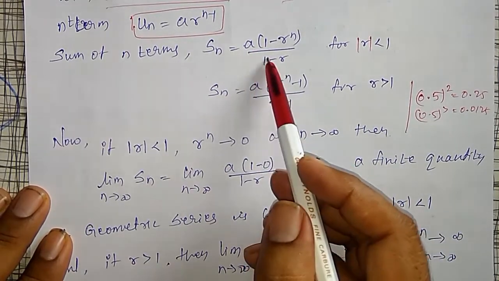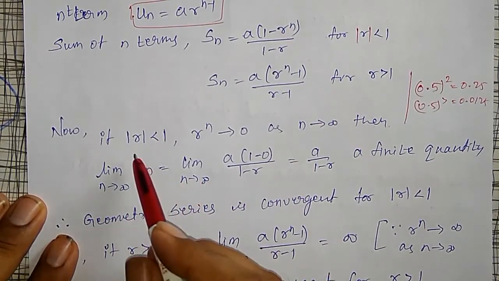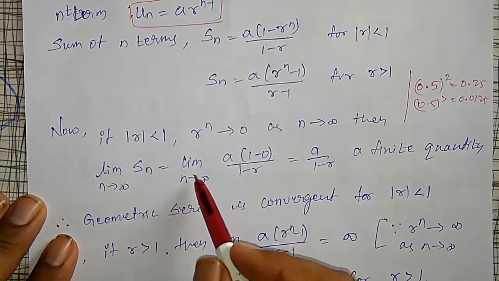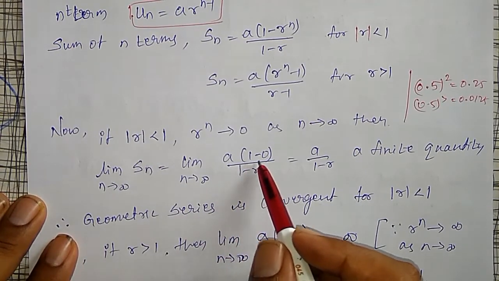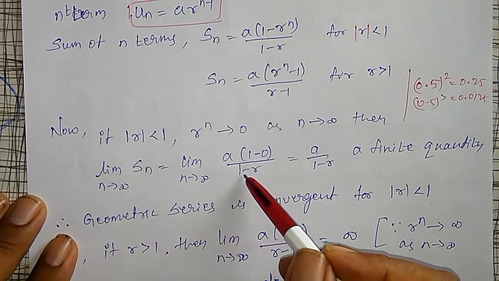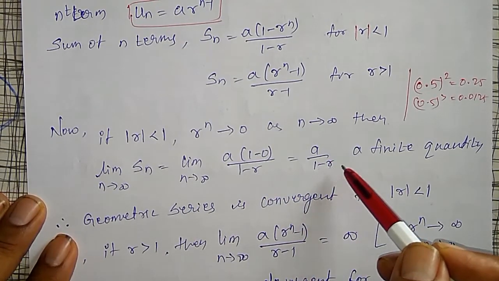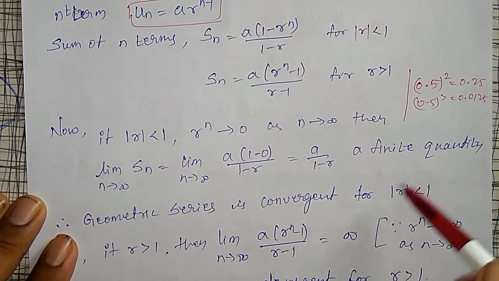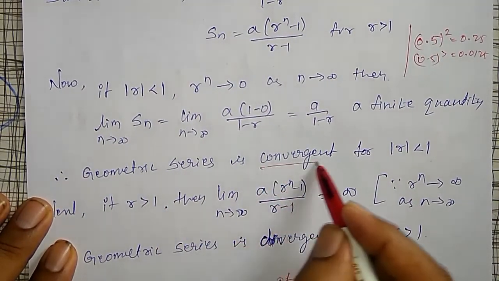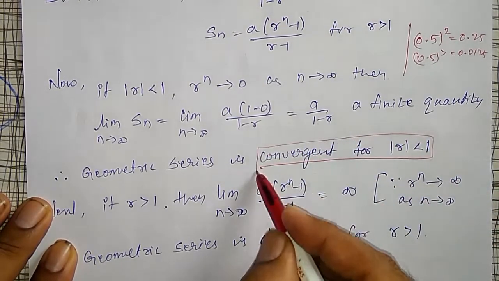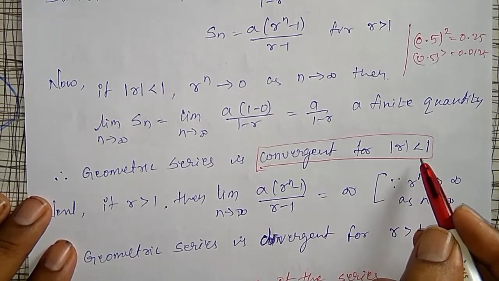Then what happens to this limit? Limit as n tends to infinity, Sn is equal to, as r is less than 1, first condition I have to take, limit as n tends to infinity, a into bracket 1 minus r to the power n, which is 0, divided by 1 minus r. Therefore, a divided by 1 minus r is a finite quantity. Therefore, a geometric series is convergent for modulus of r less than 1.